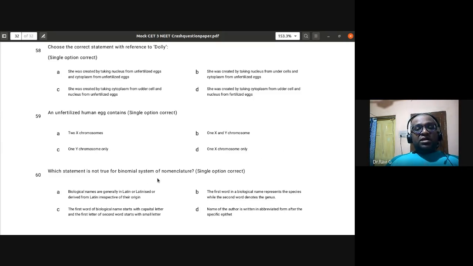Which statement is not true for the binomial system of nomenclature? Biological names are generally in Latin or Latinized. That's a correct statement. The first word in a biological name represents the species. This is a wrong statement. So this statement is not true for binomial nomenclature. So B is the wrong statement.